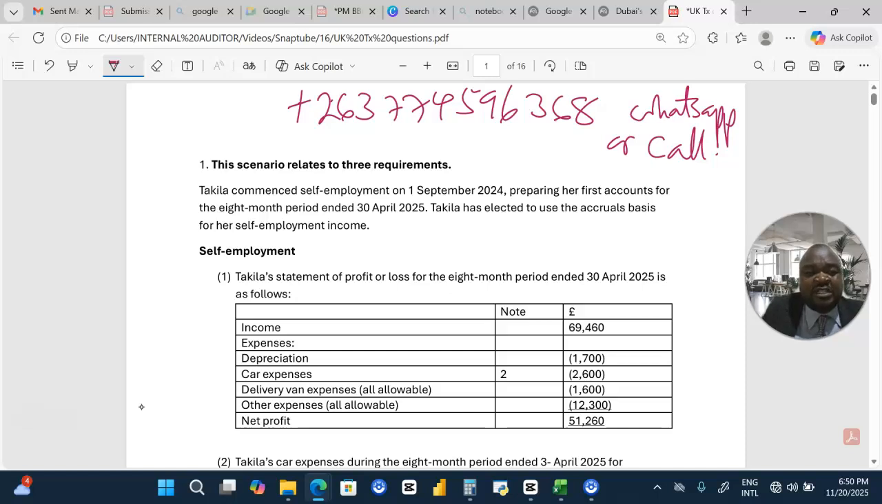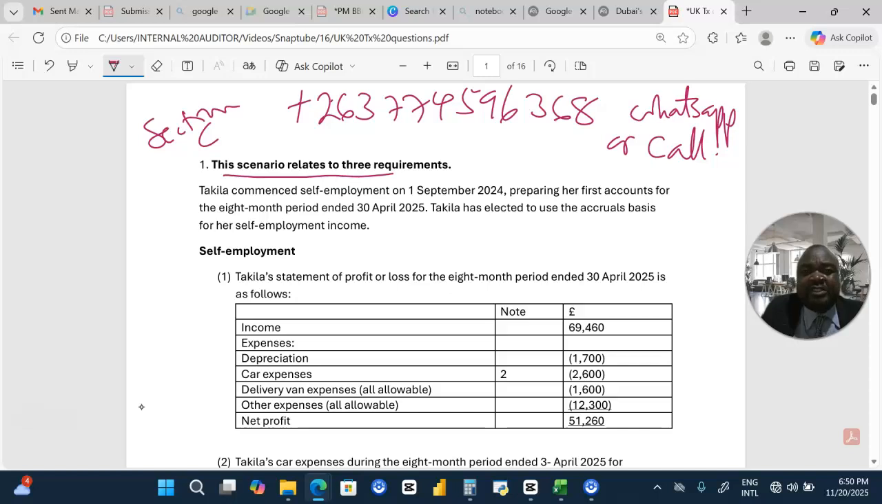We have got a question which we have modified from the original version, relating to a lady by the name Takila. The question has got 3 requirements. The examiner is going to tell you in every paper, and this one was a Section C type question, a 15 marker. So let us read the scenario.